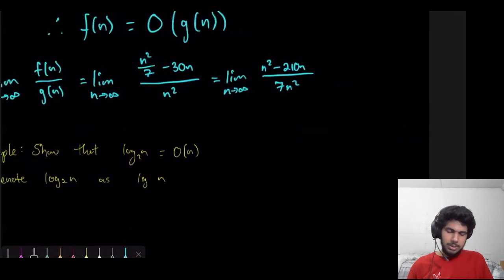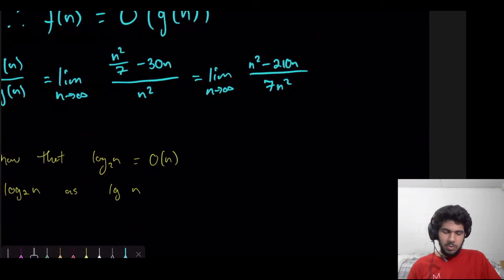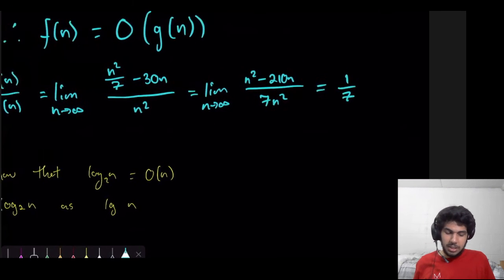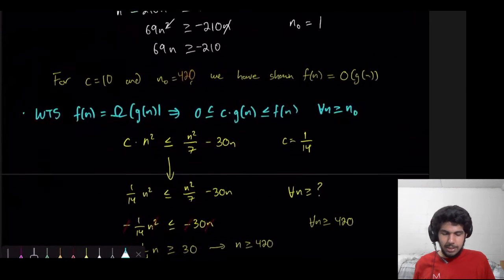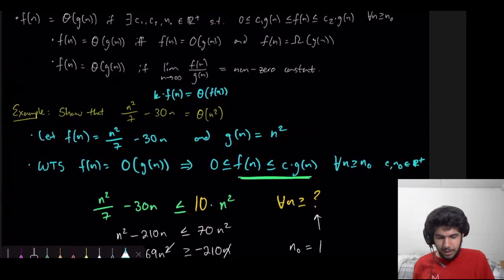If we remember how to evaluate limits, when both the numerator and denominator are polynomials, we look at the highest degree term of the numerator, which is this n squared term, and the highest degree term of the denominator, which is also n squared. Since their powers are equal, we take the ratio of their coefficients. So this would be 1, this would be 7. We conclude that this is equal to 1/7, which is a non-zero constant. Therefore, it is big O, or big theta, by our definition here.